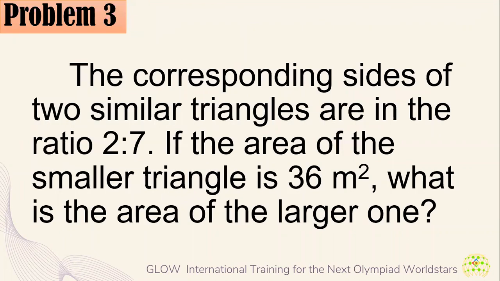Okay, try this. The corresponding sides of two similar triangles are in the ratio 2:7. If the area of the smaller triangle is 36 meters squared, what is the area of the larger one? What do you think? All right, I will divulge the answers now in 3, 2, and 1.